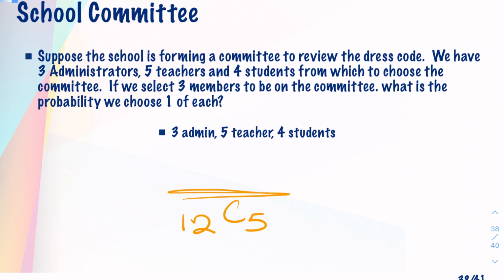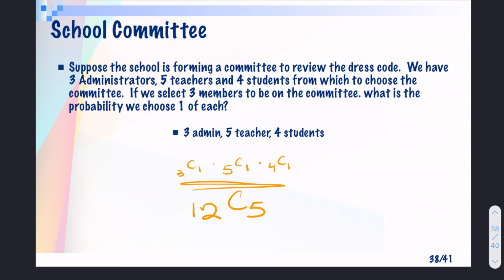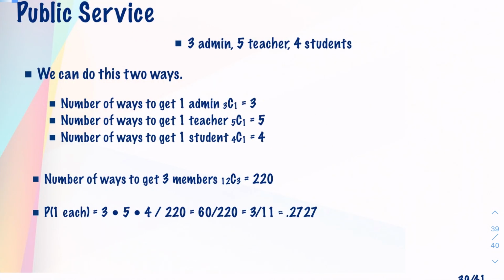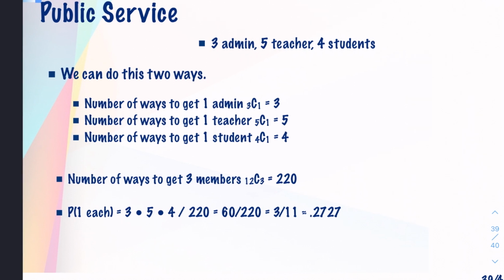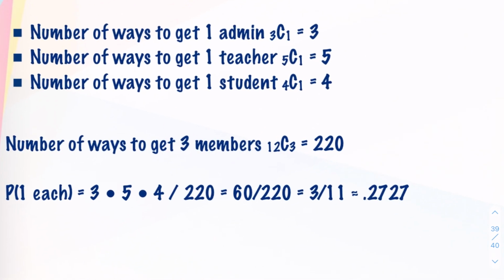What's the probability I have 1 of each? Well, now I will have 3 choose 1 for administrators times 5 choose 1 for teachers, and 4 choose 1 for students. Each of those are multiplied. It's 1 from each group, which would be 3 times 5 times 4, surprisingly, 60, over 12 choose 3, which is 220. That's why we need a calculator for this. Simplify that down, which is what the calculator is for.